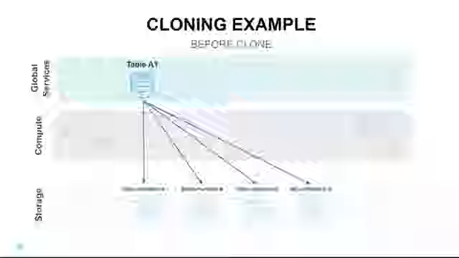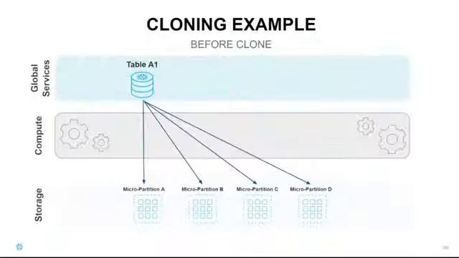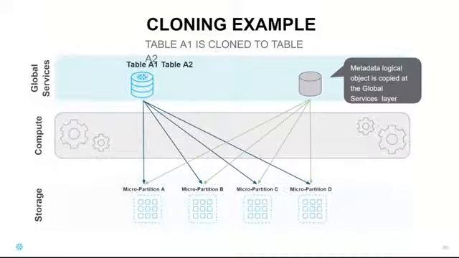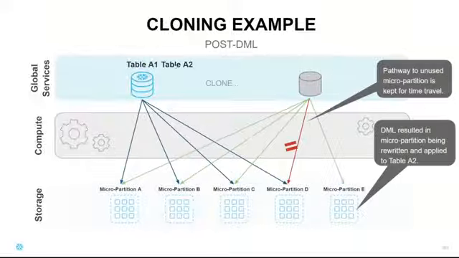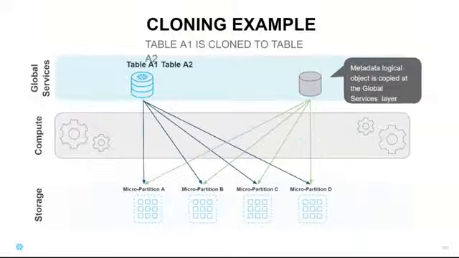Let's take an example where you have a table called A1 in your database, and the data of this table is stored in four different micro partitions, which are A, B, C, and D. This is before cloning the A1 table. Now, if you clone that table, you have table A1 and you have table A2.